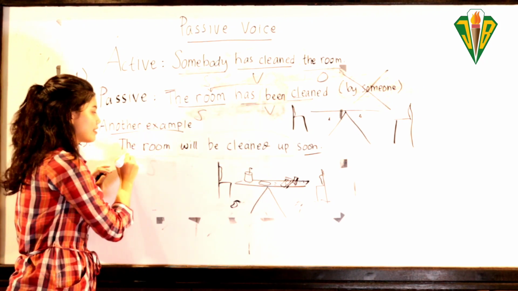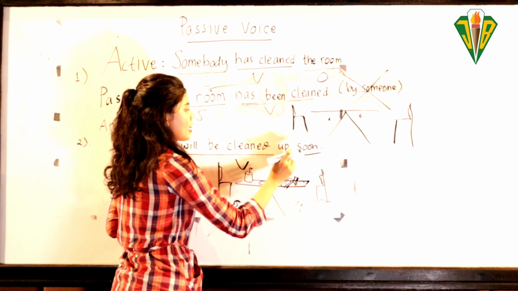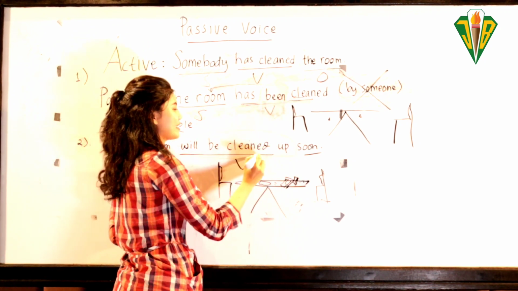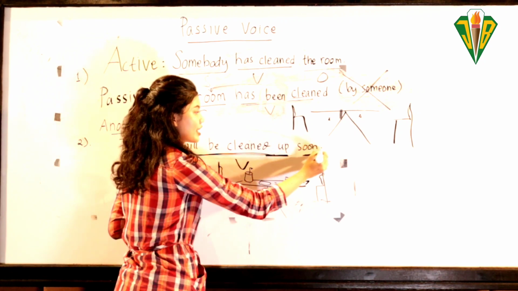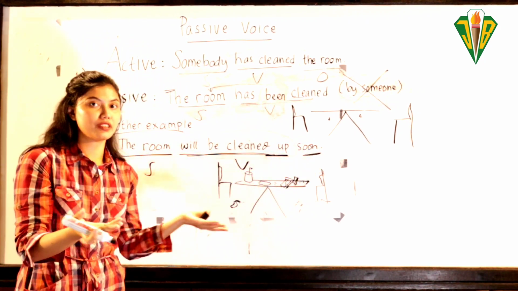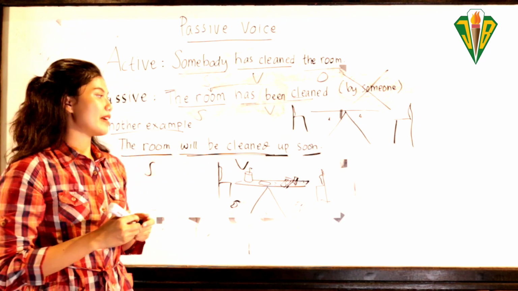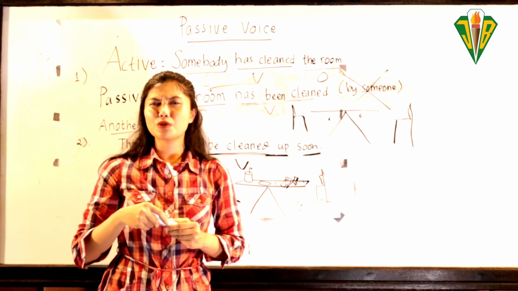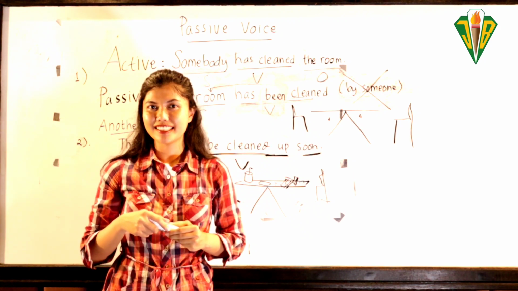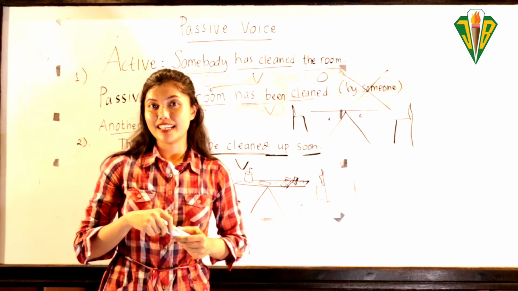So the room here is the subject. Will be cleaned up is the verb. This one is okay. And soon here is only the note or the adverb of the sentence. To make it clearer, I'll tell you later on about the steps to make a passive voice. But at least you already know when we use it and an example of it.